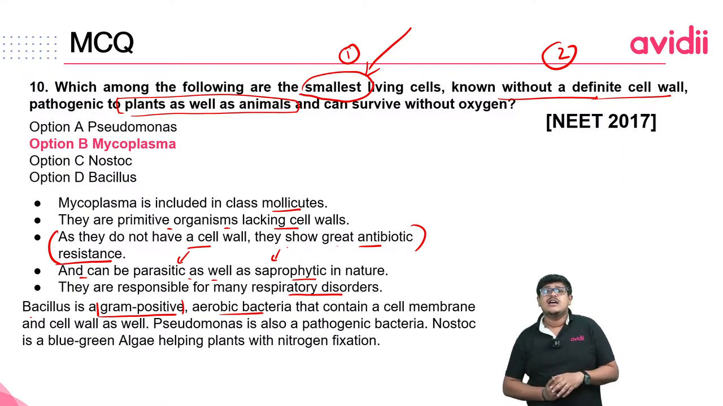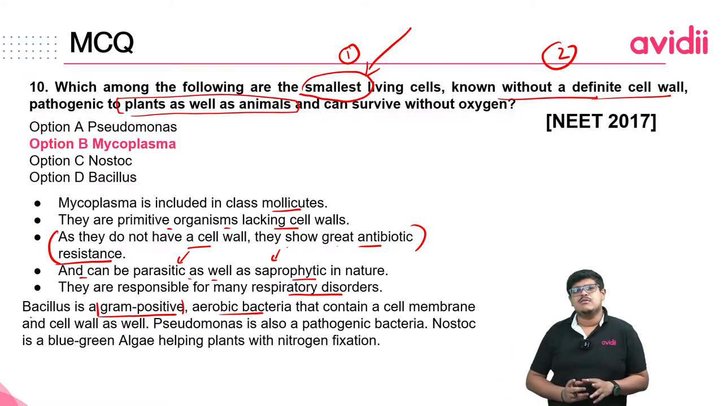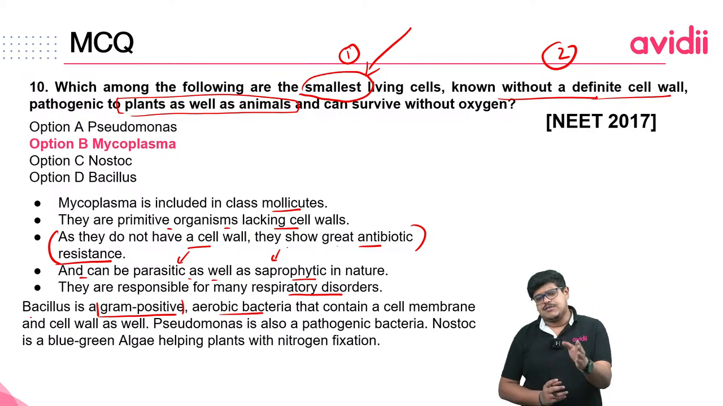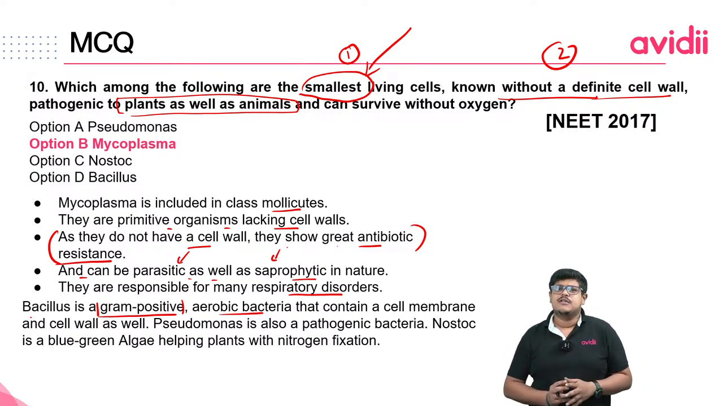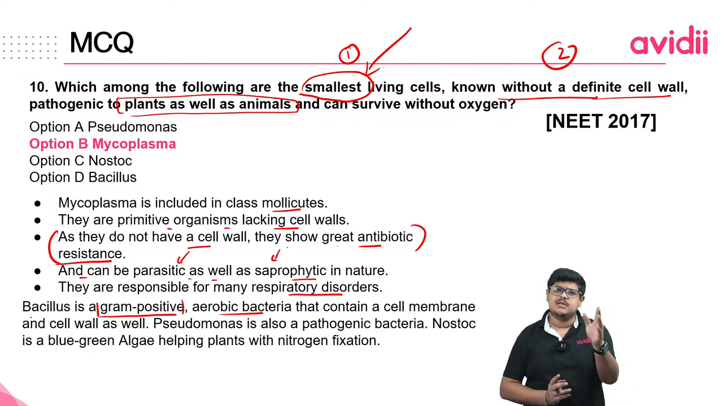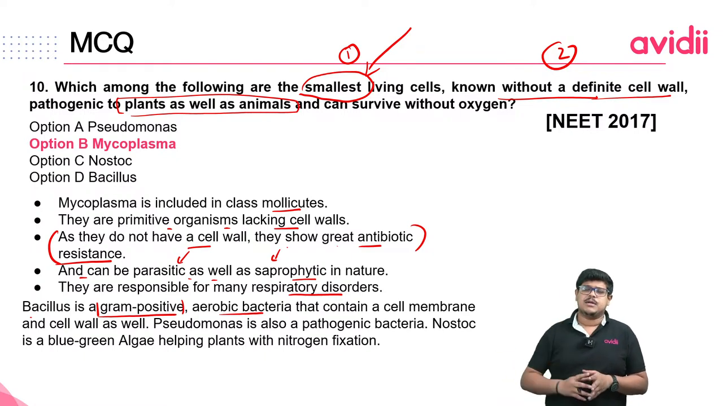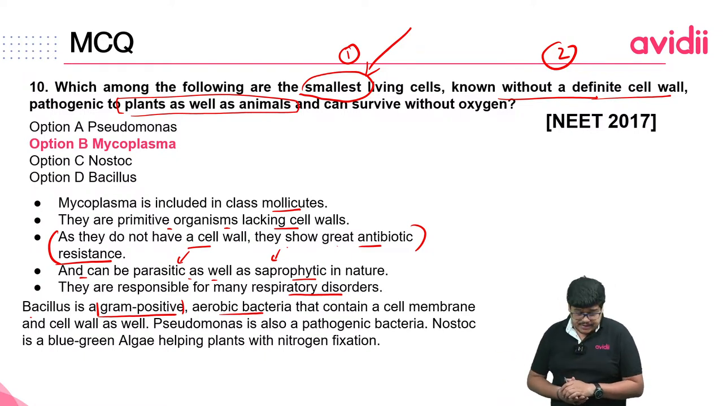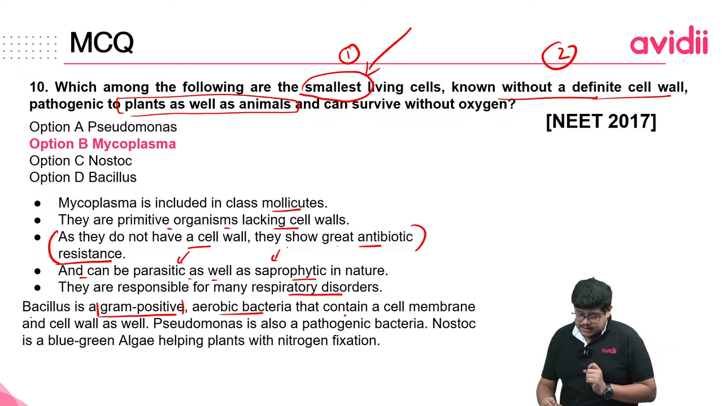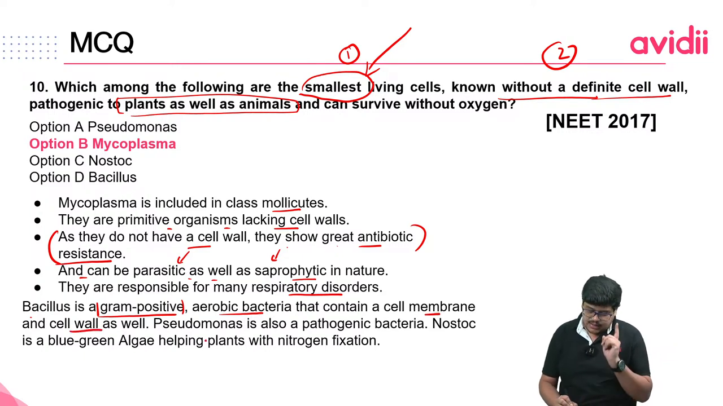Gram-negative, as it is thin, a counter stain will be retained while we are washing it. After we wash it with ethanol, we give the counter stain, that is safranin. It retains the safranin color. So the primary stain, crystal violet, is gone, and the counter stain, your safranin, is there, that is your gram negative. That proves that the peptidoglycan layer is not thick. So Bacillus is a gram-positive aerobic bacteria containing a cell membrane and a cell wall as well.